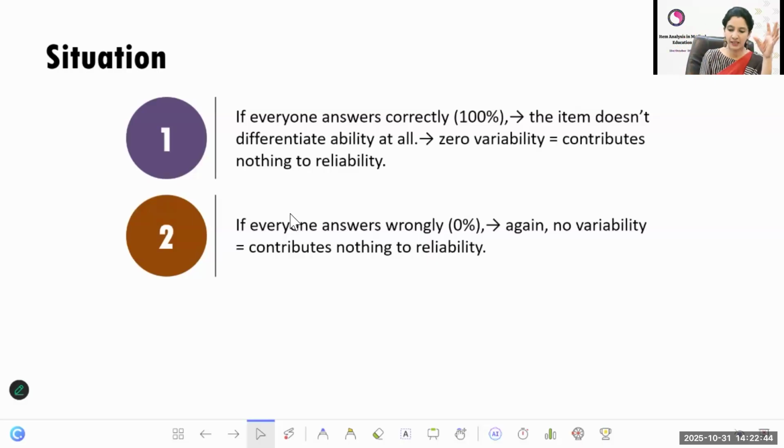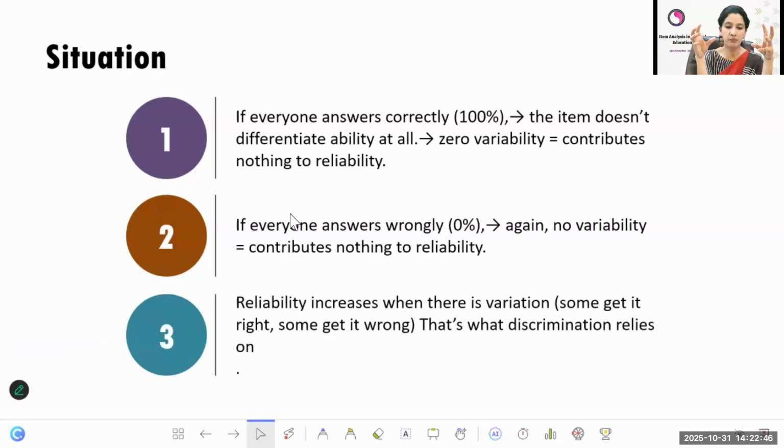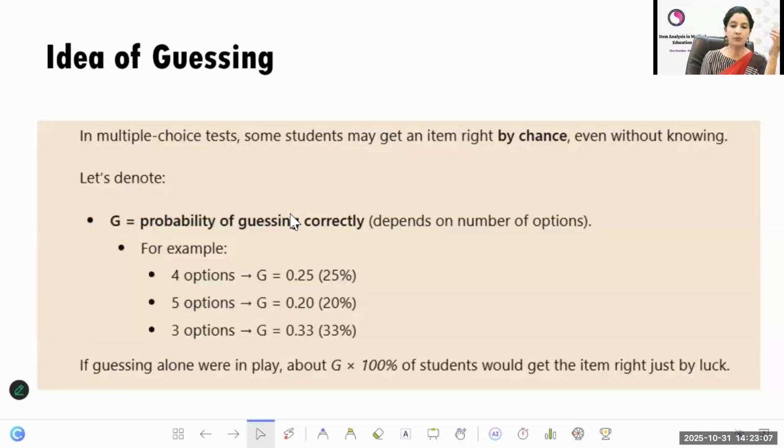So basically, an item which performs in the middle helps, because reliability increases when there is variation: some get it right and some get it wrong. For discrimination or good reliability, an item which is marked wrong by a few students and right by a few students only adds to the reliability. Now, what should be the value regarding the difficulty index?